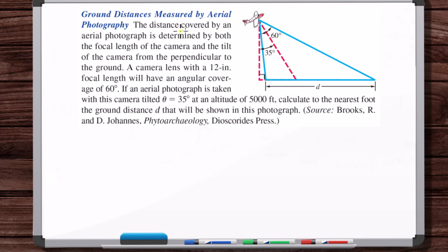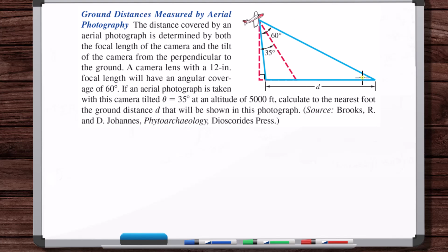The distance covered by an aerial photograph is determined by both the focal length of the camera and the tilt of the camera from the perpendicular to the ground. A camera lens with a 12-inch focal length will have an angular coverage of 60 degrees. If an aerial photograph is taken with this camera tilted at 35 degrees at an altitude of 5,000 feet, calculate to the nearest foot the ground distance d that will be shown in this photograph.